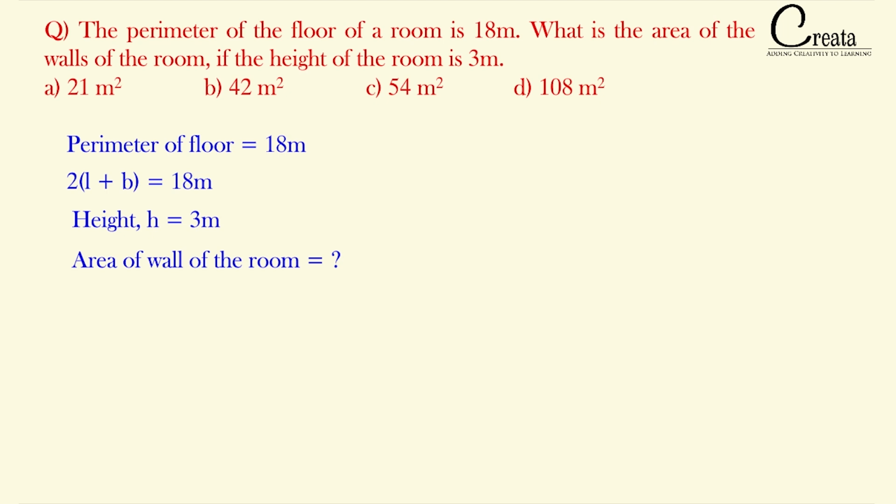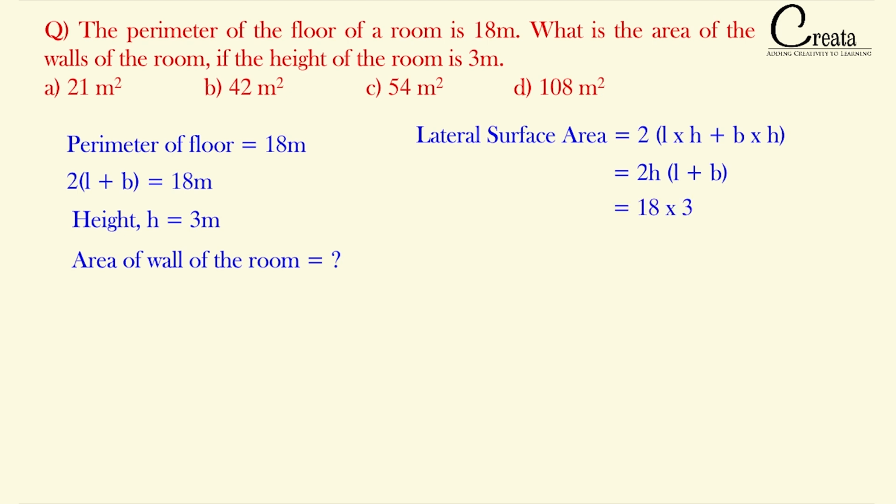And we know the formula of the lateral surface area as twice of (L into H plus B into H). Let's take H as common. We get 2H times (L plus B). Here H is given as 3 and twice of (L plus B), that is the perimeter, is given as 18. Let's put the value. We get the answer as 54 meter square. That is the area of the walls of this room.